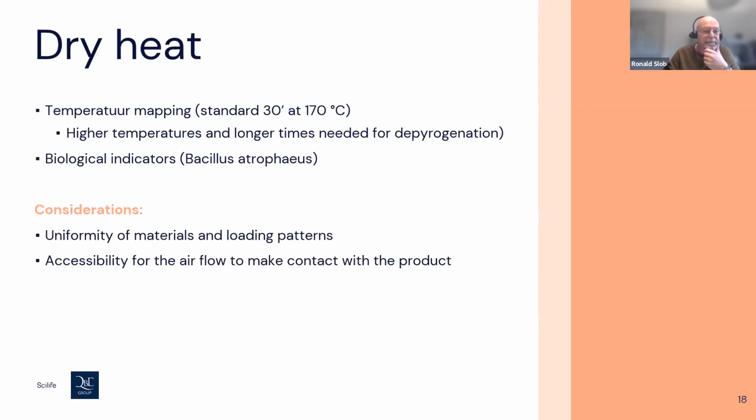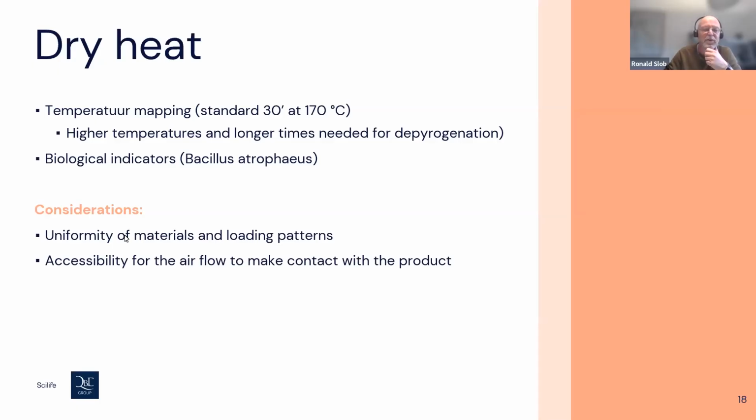For dry heat, the standard is roughly 30 minutes at 170 degrees. If you want depyrogenation, you need longer times and higher temperatures. I also have a biological indicator you can use: Bacillus atrophaeus, again a spore which is very resistant to this kind of dry heat. You can use it during validation, but also in routine processes, and then afterwards look if there are still survivors, yes or no.